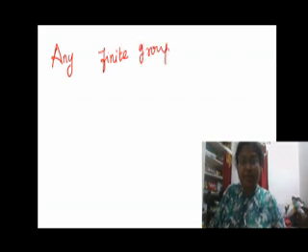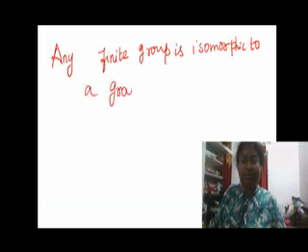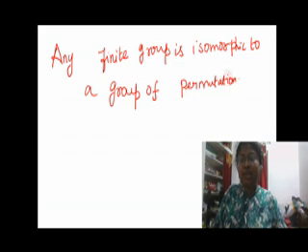Okay. So let me write the statement of Cayley's theorem right now. The statement says: any finite group is isomorphic to a group of permutations. The finite is very important, and we are going to prove every finite group is isomorphic to a group of permutations.